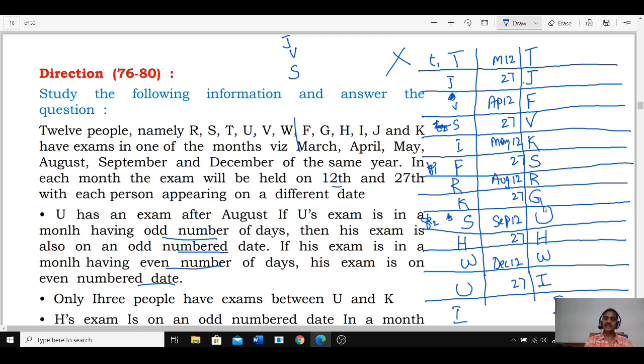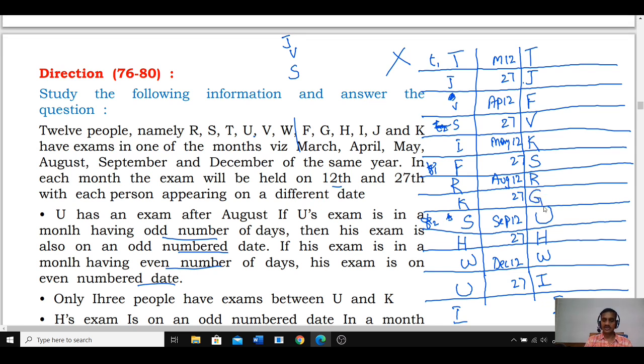And this is the final arrangement where these 12 people are having exams in 6 different months on 2 different dates. Okay, this is about question number 76 to 80. Write down this arrangement. Once we are done with this one, then I'll discuss about the next set.